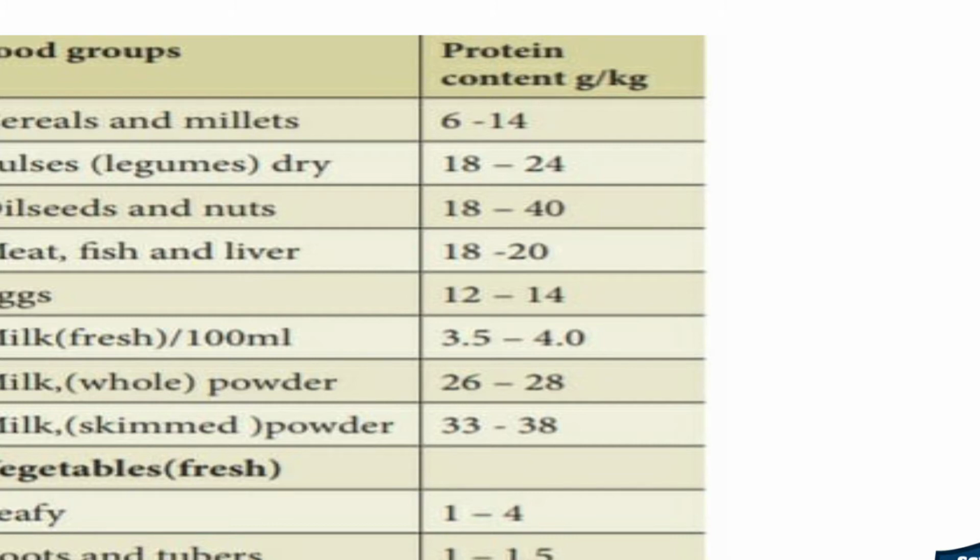Milk, fresh milk, for 100 ml of milk you have 3.5 to 4 grams of protein. Then whole milk powder, 26 to 28 grams per kg. Skimmed milk means you are removing the fat from the milk, whereas in whole milk you are not removing the fat. So in skimmed milk powder you are removing the fat content, and the protein content is 33 to 38 grams per kg.